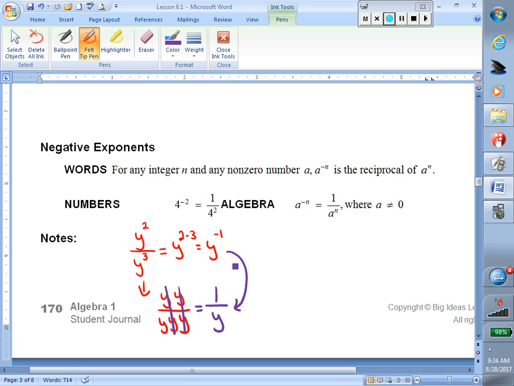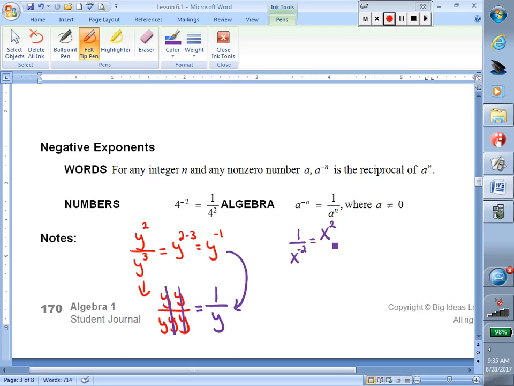So anytime you have a negative exponent in the numerator, you need to switch it to the denominator to make it positive. Same would go if we have a negative exponent in the denominator, we would flip it, switch it up to the numerator to make it positive. We want to make sure our final answer has all positive exponents.